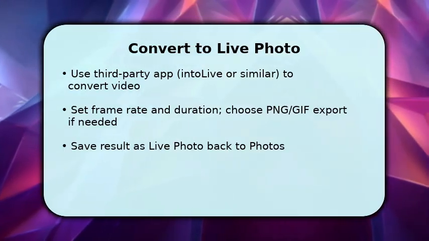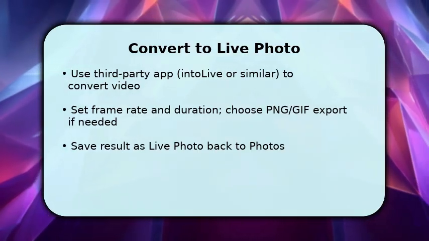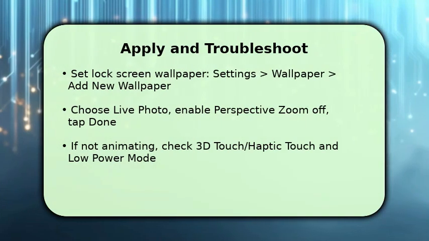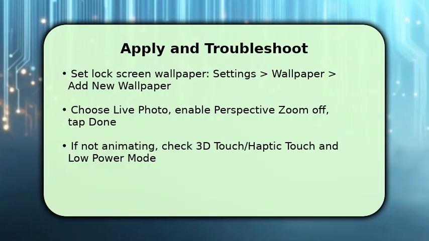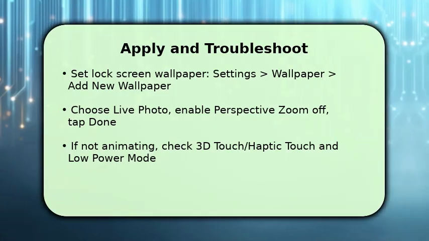Once it's saved, confirm it plays by long press, previewing in Photos, so you know the conversion worked before applying it as wallpaper. Finally, set the live photo as your lock screen wallpaper. Go to Settings or Photos, pick the live photo, turn off perspective zoom, and choose Set Lock Screen.